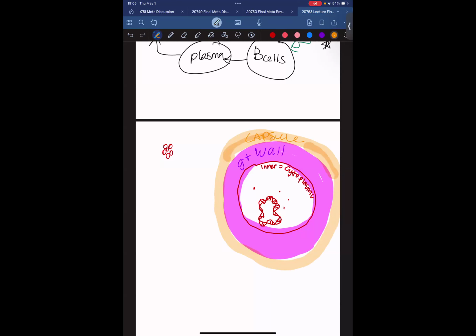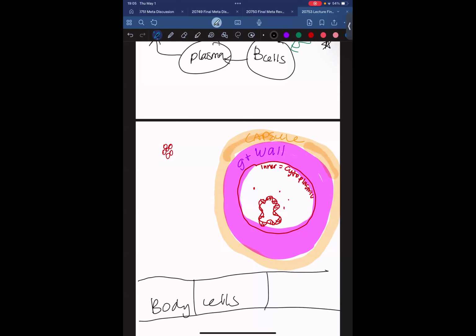So what'll happen is if this was your body, if this was your cells here, maybe in your skin, so maybe your dermis cells, that these guys can now stick. The capsule allows for adhesion here. But what else is the capsule going to do? The capsule helps evade phagocytosis.